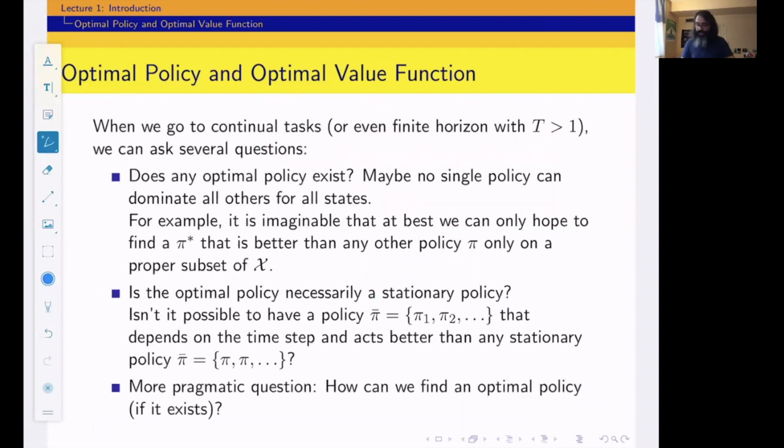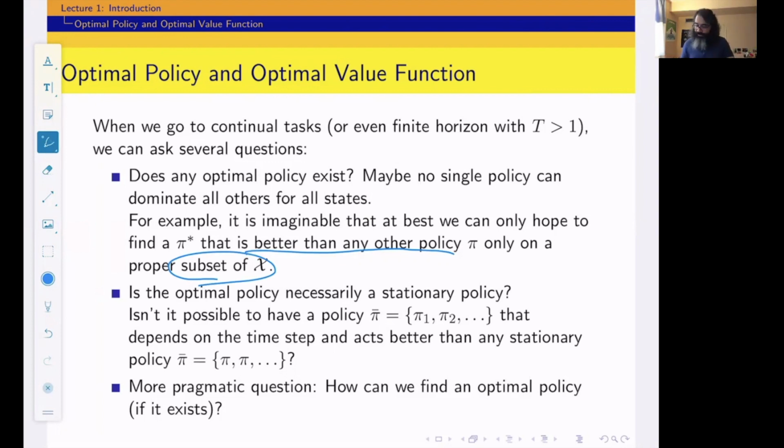Okay, so there are some questions. When we go to a continual task, or even a finite horizon with t larger than 1, we can ask several important questions. One question is whether there exists any optimal policy after all. We haven't proved that. Maybe there's no single policy that can dominate all others for all states. It is imaginable that at best we can find a policy pi star, which is not optimal in our definition, that is better than any other policy only on a subset of the state space. So instead of the whole state space, it's only better on a subset of it.